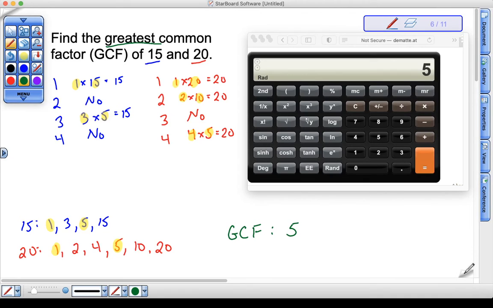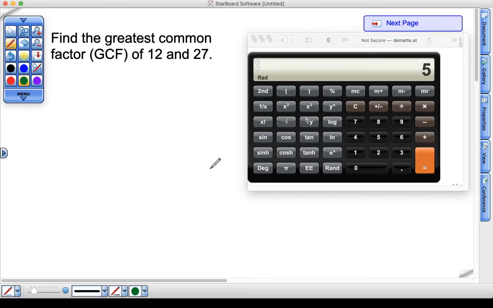We'll go to the next page. We're finding the greatest common factor, GCF, of 12 and 27. So I'm going to set this up the same way I did before. I'm going to work with blue for the first number here, for 12. My first factor is always going to be a 1, and I know that 1 times 12 is going to give me a 12.